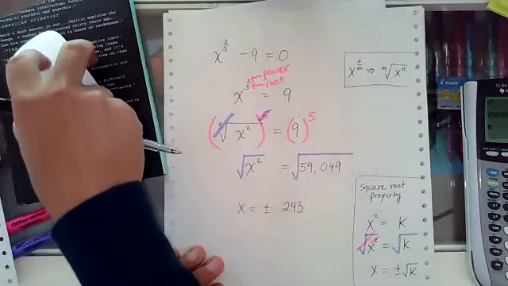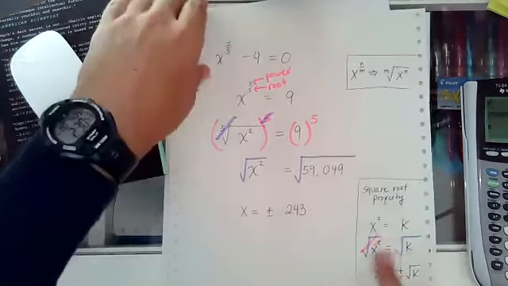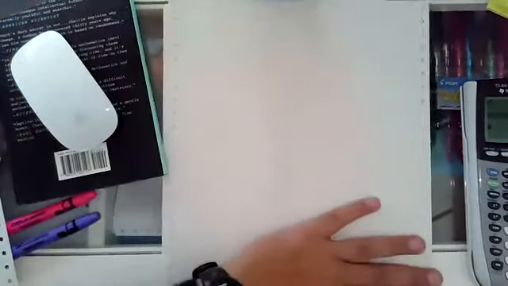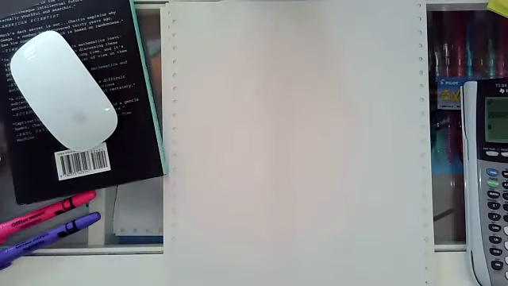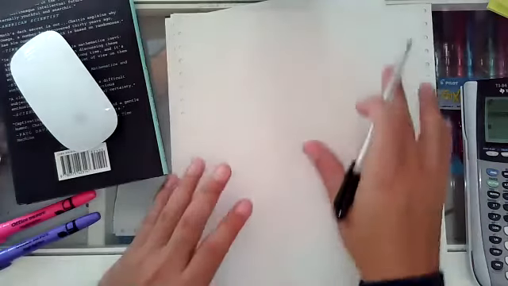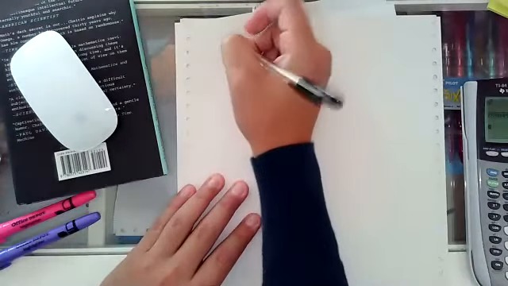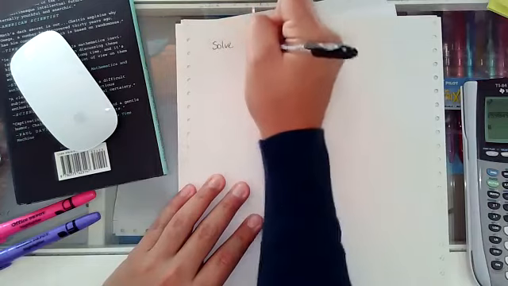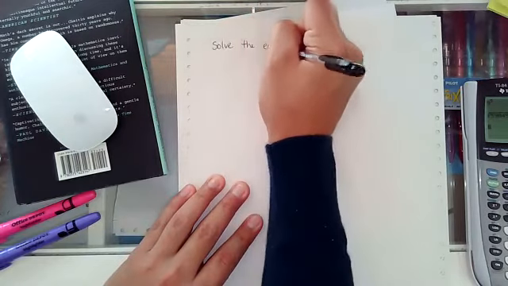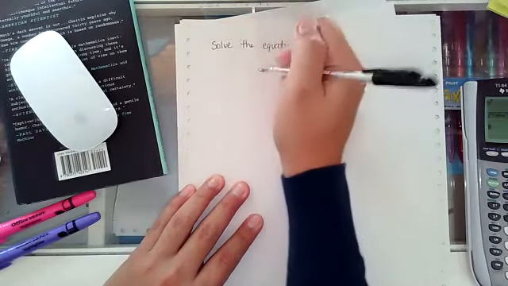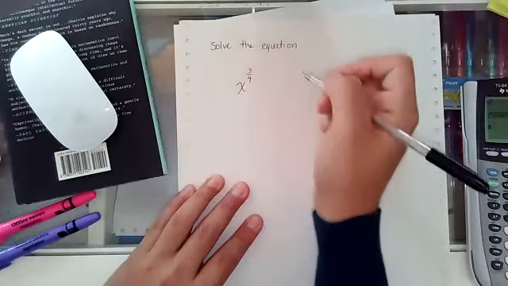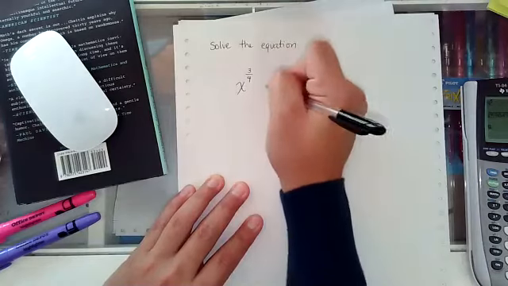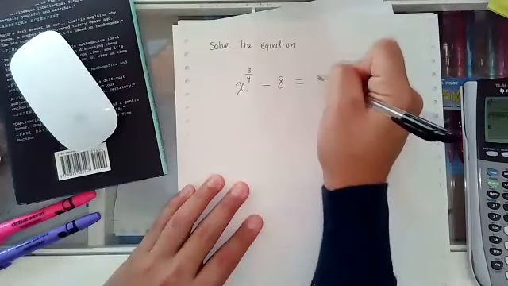So let's do one more. And I'll sort of give you the freedom to choose which way you want to go about solving this. So we want to solve the equation x to the 3/4 power minus 8 is equal to 0.